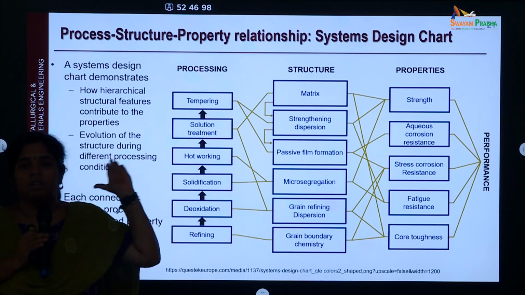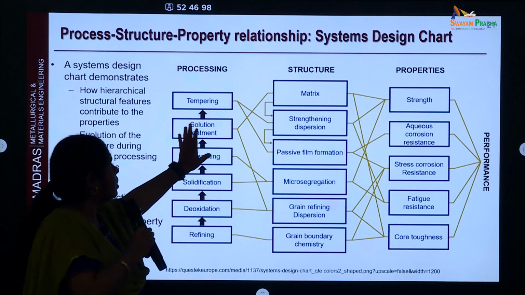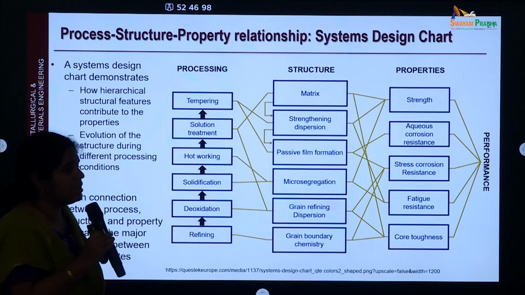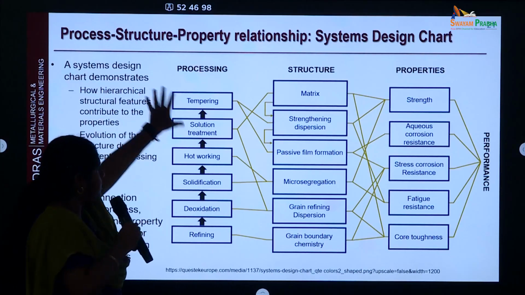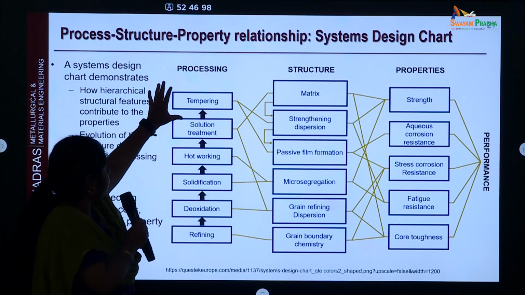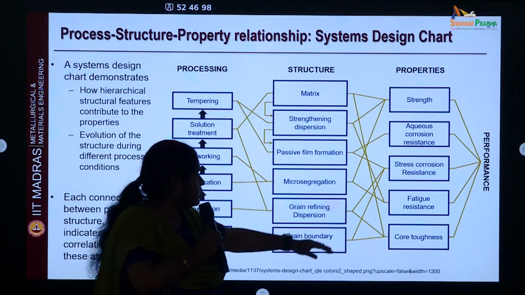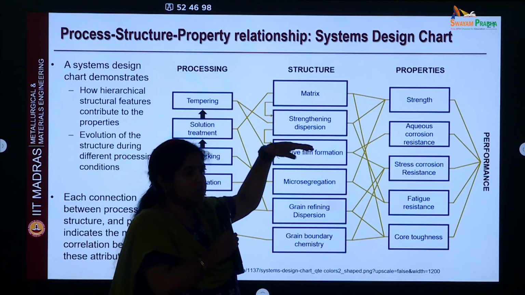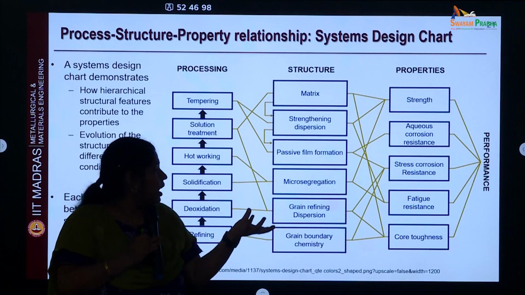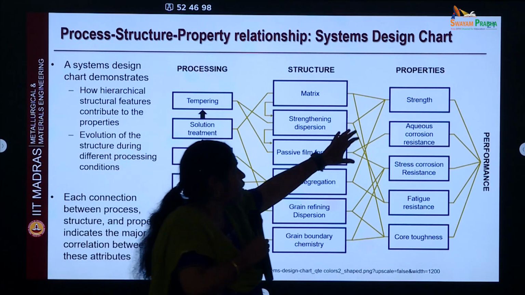So mainly what we have to get is the links between this process, structure, and property, and we are going to do that using this nice concept called a systems design chart. In a systems design chart, let's first look at the 3 blocks separately. First you define the processing steps. Then what is the structure you want? What is the matrix? What is the precipitate? What type of oxidation scale you want, right? And also what type of dispersion you want, and so on. And what are all your properties?